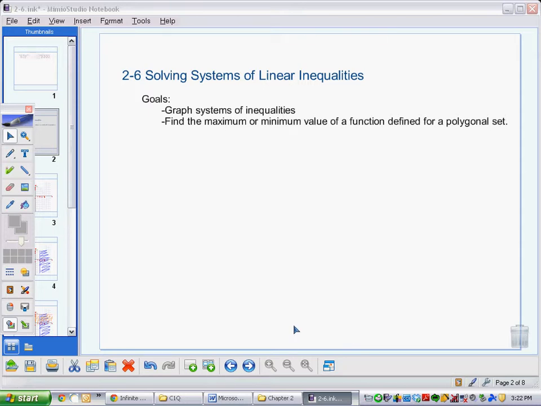Okay, welcome to a video on solving systems of linear inequalities. The goals will be to graph systems of inequalities and then to find the maximum or minimum value of a function defined for a polygonal set. This video assumes that you have experienced graphing inequalities and specifically linear inequalities. So let's begin.